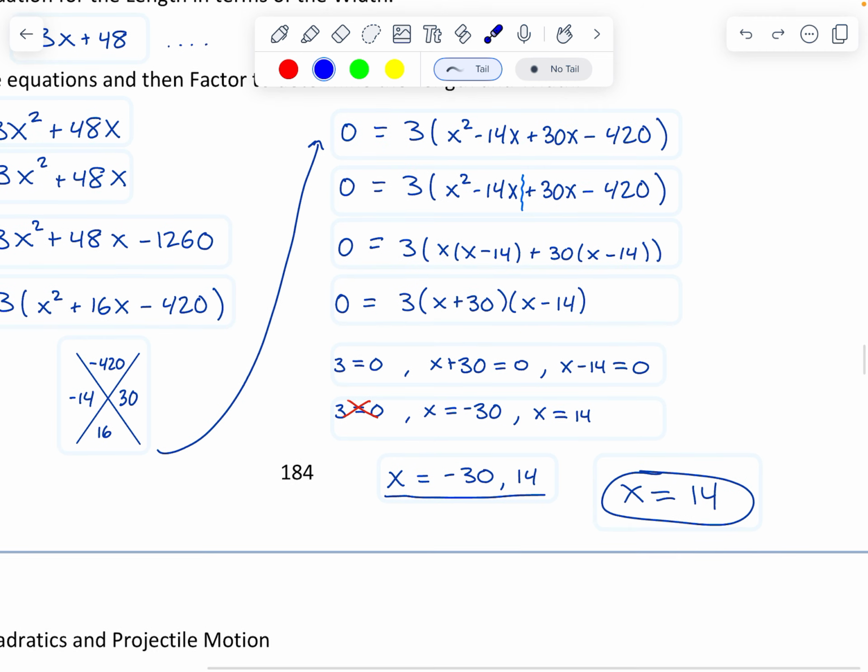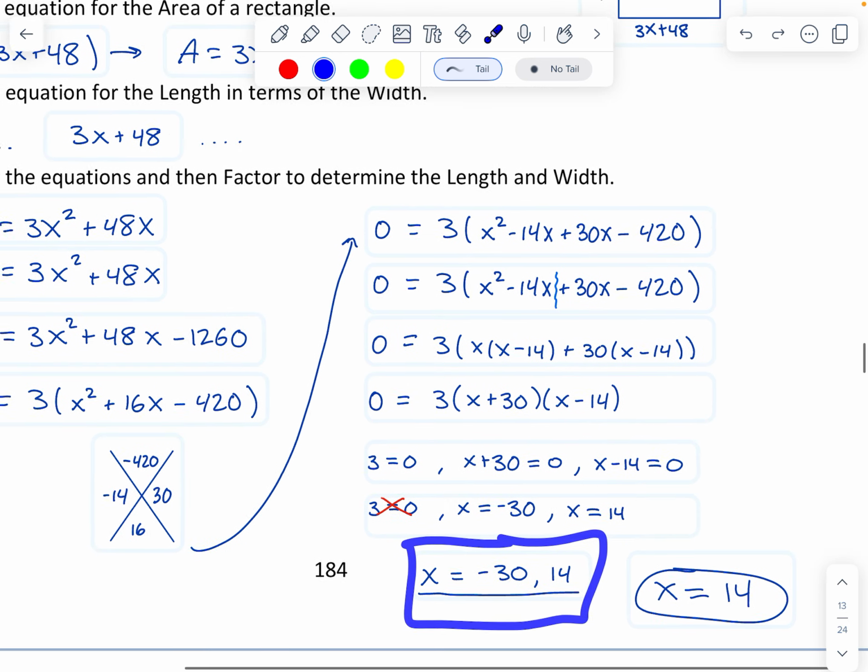And now I have 1, 2, 3 things that are going to get me 0. Is 3 equal to 0? No. X plus 30 is equal to 0. Well, then x has got to be negative 30. X minus 14 is equal to 0. That means that x is 14. Now we have our two solutions, negative 30 and 14.